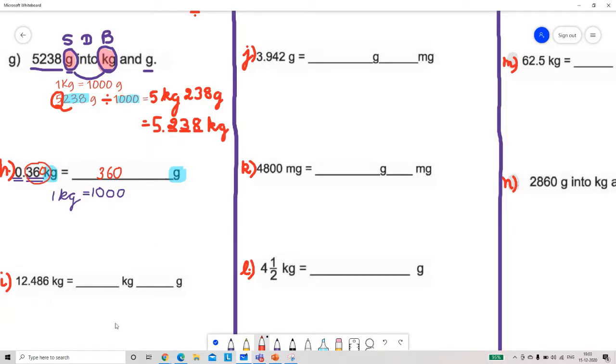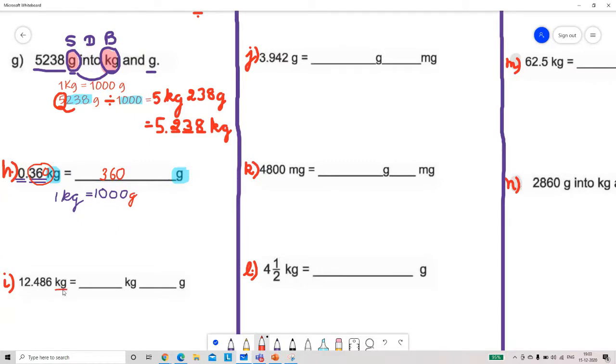Now in the next question again, we know that 1 kilogram is equal to 1000 grams, and now it is 12 kilograms. So this is 12 kilogram. And again 1 kilogram is equal to 1000 grams. How many zeros are there in 1000? Three zeros. So we will see three zeros, that means three places, and three digits are already there. So we will write complete 486 grams here. So 486 grams.